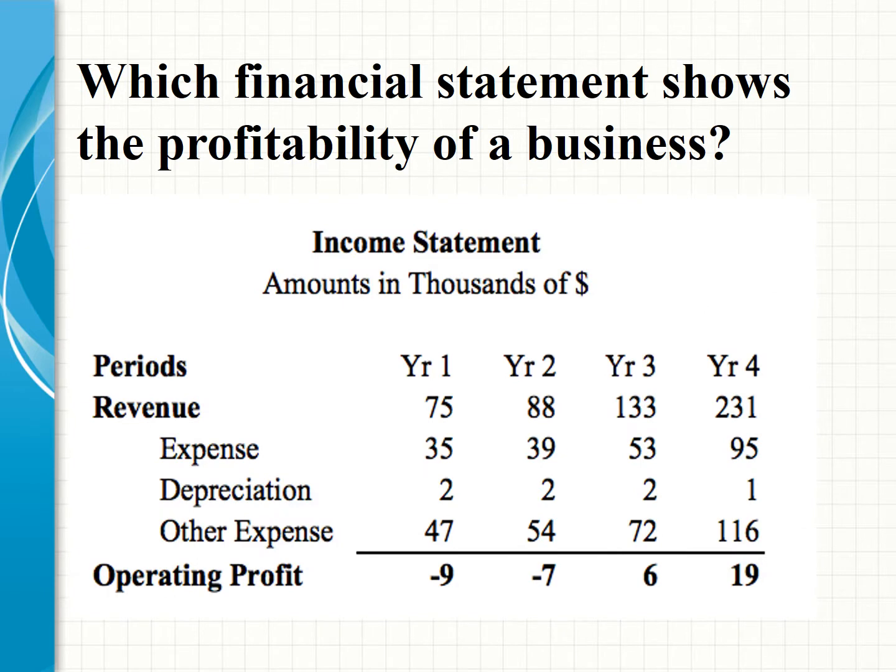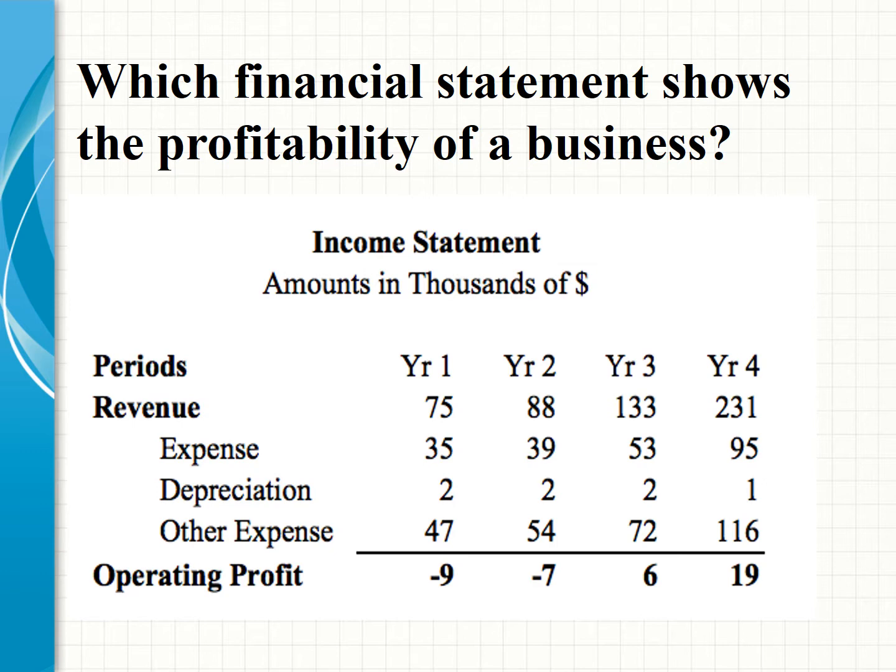Which financial statements show the profitability of a business? Although financial information can be communicated through graphs and charts, this presentation shows financial data in numeric form as it appears on traditional financial statements to communicate key financial issues. The financial statement that you see here is called the income statement or the profit and loss statement. It is the financial statement that directly shows the profitability of a business.